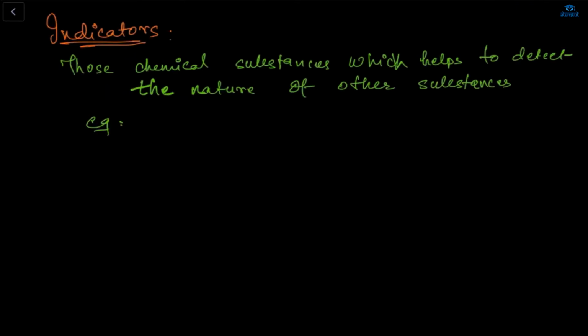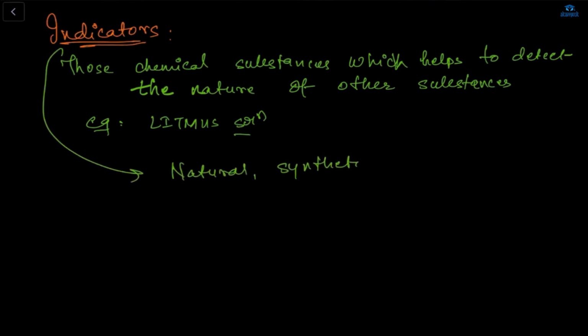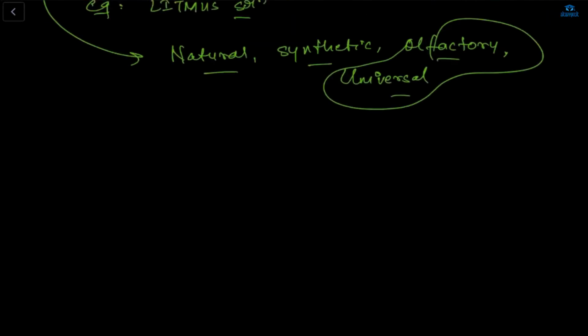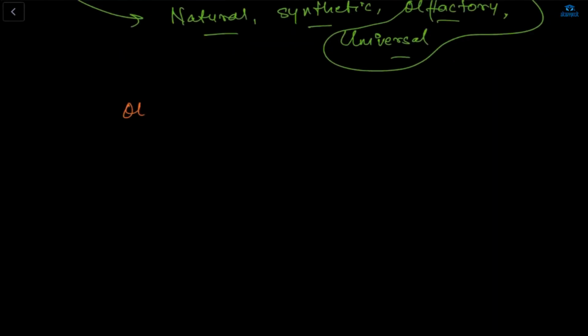An example is litmus solution. Now, indicators are of four types: the natural, synthetic, olfactory, and universal. First, we will learn about these two. Okay, what is olfactory and what is universal?